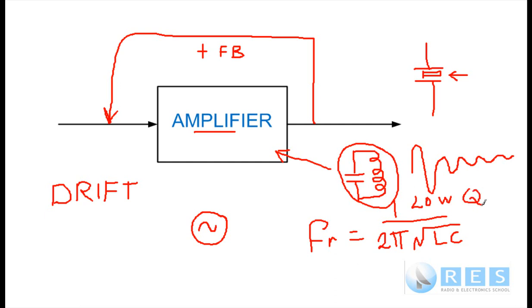Whereas if we use a quartz crystal, which has high Q, once we put a bit of voltage on a quartz crystal and make it resonate, it will remain oscillating for much longer than an LC circuit. So it has a much higher Q and it's much more stable. It does not drift anywhere near as much as an LC circuit. That's why we use quartz crystals as the frequency determining device in most oscillators today.